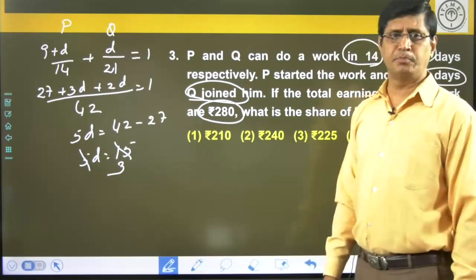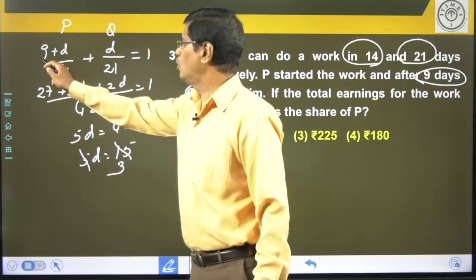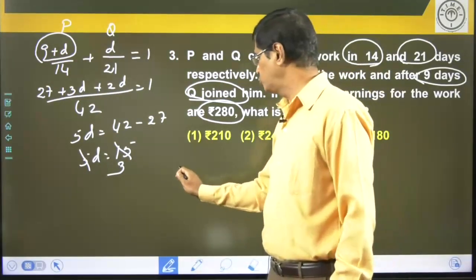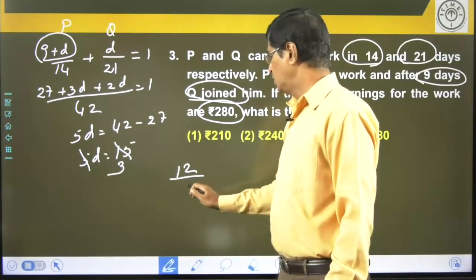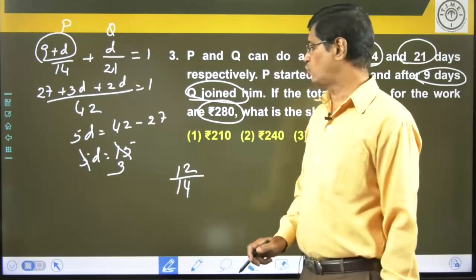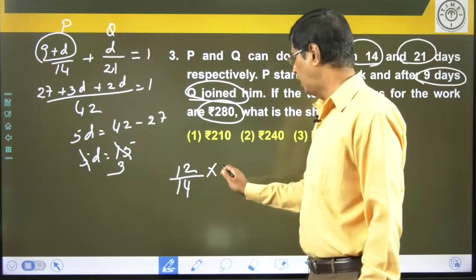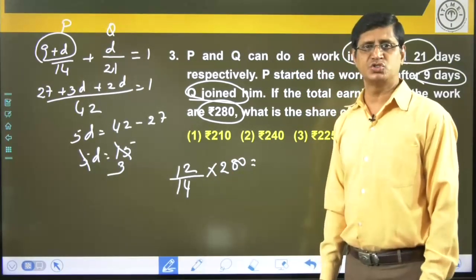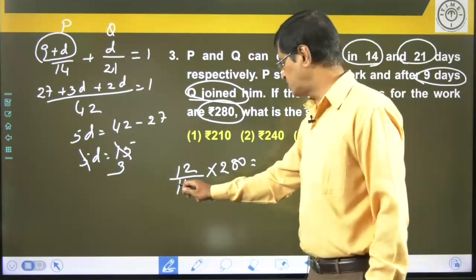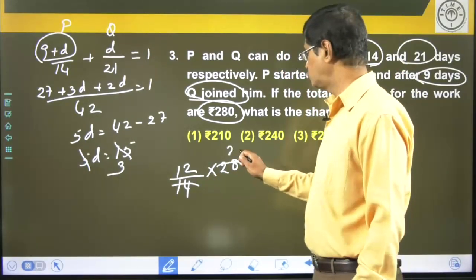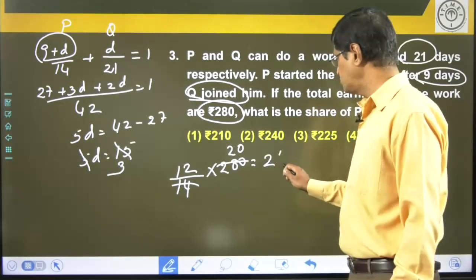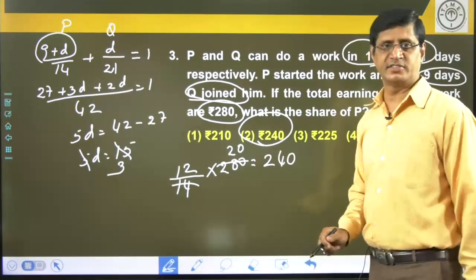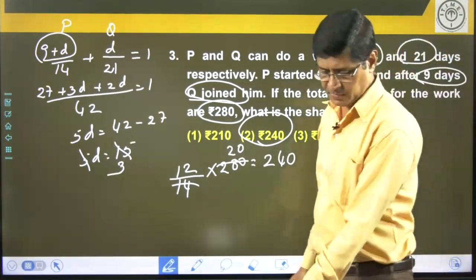What is the share of P? P worked for 9 plus D days, 9 plus 3, that is 12 days. Now the efficiency capacity is 12 by 4. What is the total amount? That is 280. Divide the total amount based on the efficiency. It goes exactly 20 times. The result is 240. Option 2 is the right answer. The second choice is the right choice.